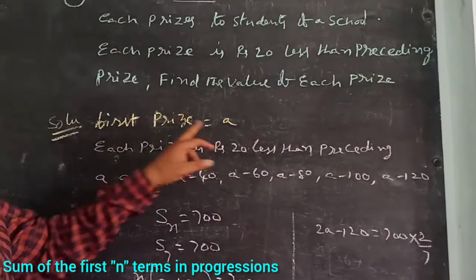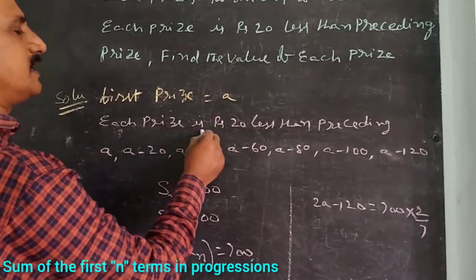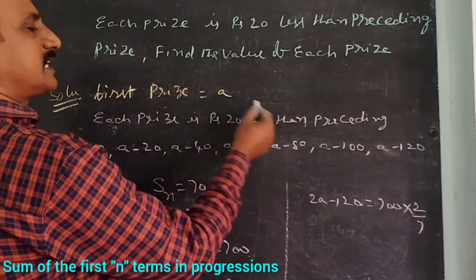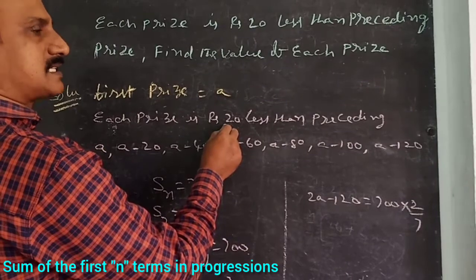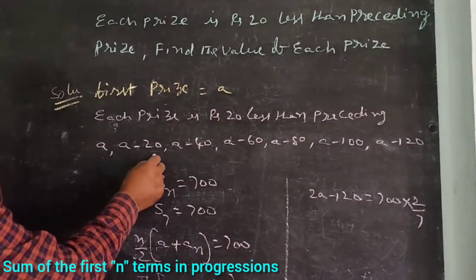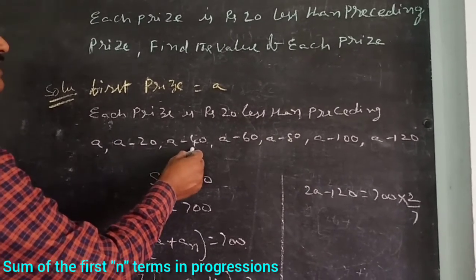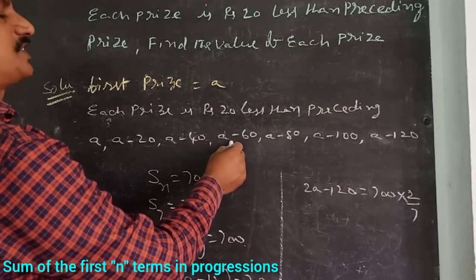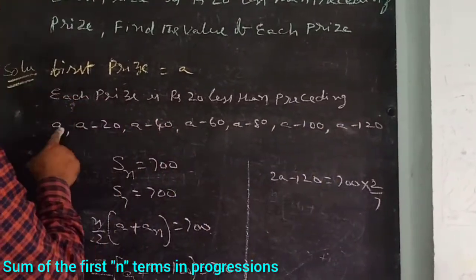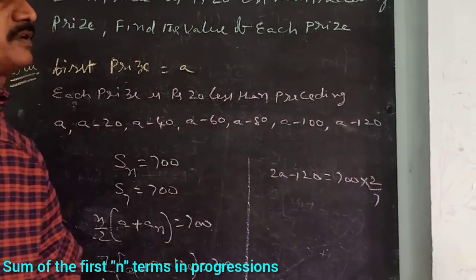So the first prize we take as a. Each prize is 20 rupees less than the preceding. First prize is a. Second prize is a minus 20. Third prize is a minus 20 minus 20, that means a minus 40. Next prize is a minus 60, a minus 80, next a minus 100, a minus 120. First prize, second, third, fourth, fifth, sixth, seventh. So there are 7 prizes.